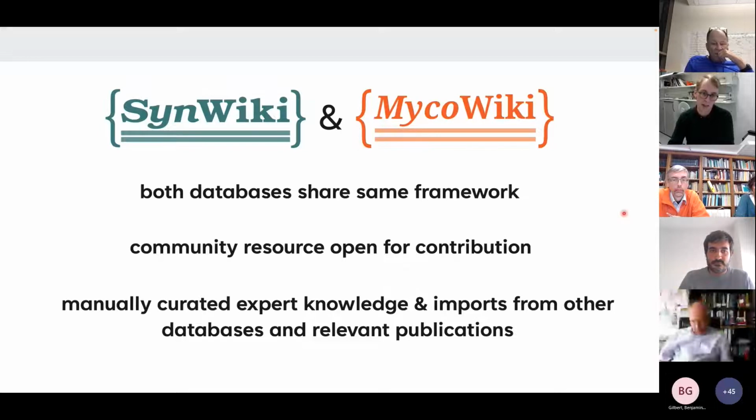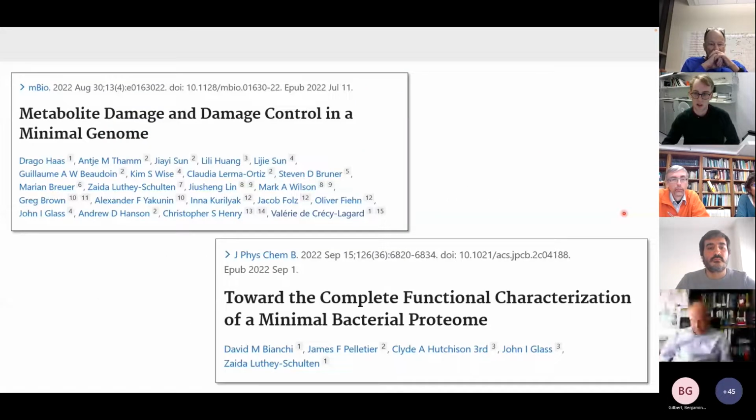And both of them are intended as community resources, which are open for contribution. So people can register and also contribute some data. In turn, SynWiki and MycoWiki contain a mixture of manually created expert knowledge and also imports from other databases and other relevant publications. So for example, for MycoWiki, a lot of the original data comes from the MyMPN database from the Serrano lab. And as an example, for a recent update of SynWiki, we added a lot of characterizations for proteins and enzymes from those two really great recent publications.